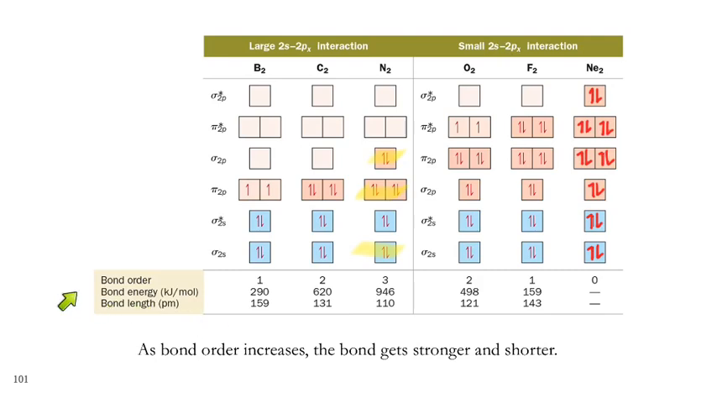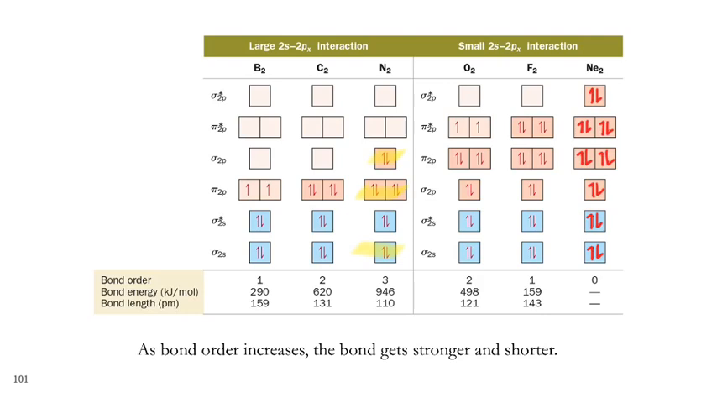And what we also see is that the bond energy increases. The bond is stronger as the bond order gets larger. And a stronger bond pulls the atoms closer together, so the bond length gets smaller. And so we see that the bond length gets smaller.